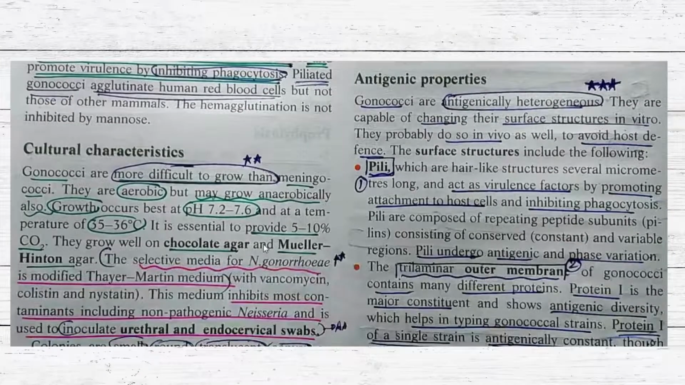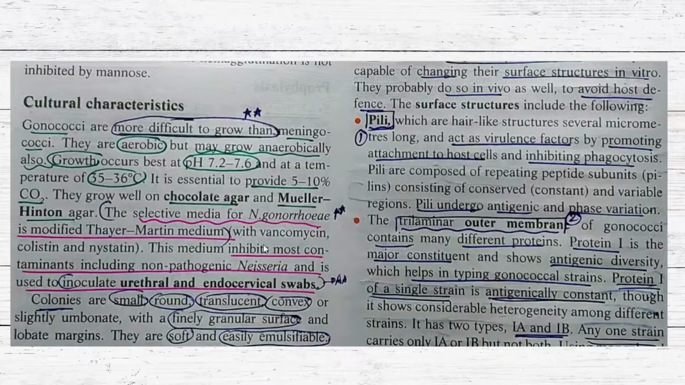Now let's go to the cultural characteristics. Neisseria meningitidis are comparatively easier to grow, but gonococci are a bit difficult. They're aerobic, but sometimes they can grow anaerobically also. Which is the best pH for their growth? It is 7.2 to 7.6, and the optimum temperature is 35 to 36 degrees Celsius. Also, essentially, you have to provide them around 5 to 10% of CO2.